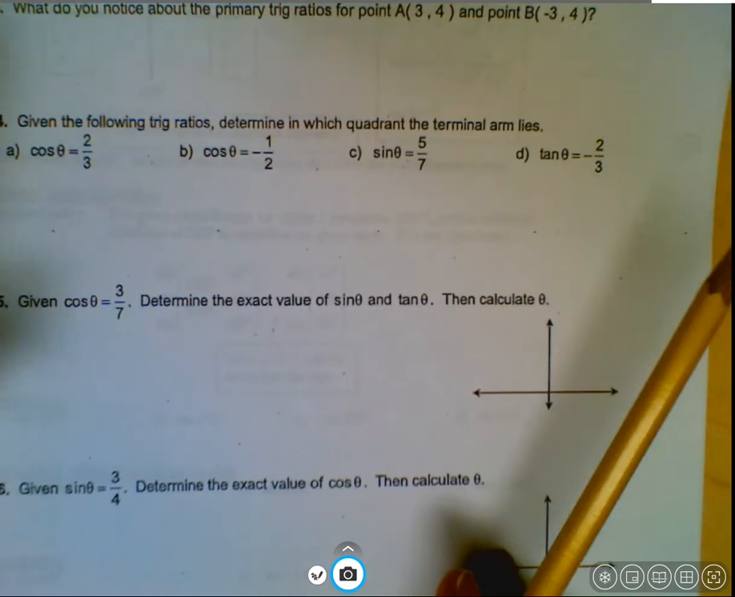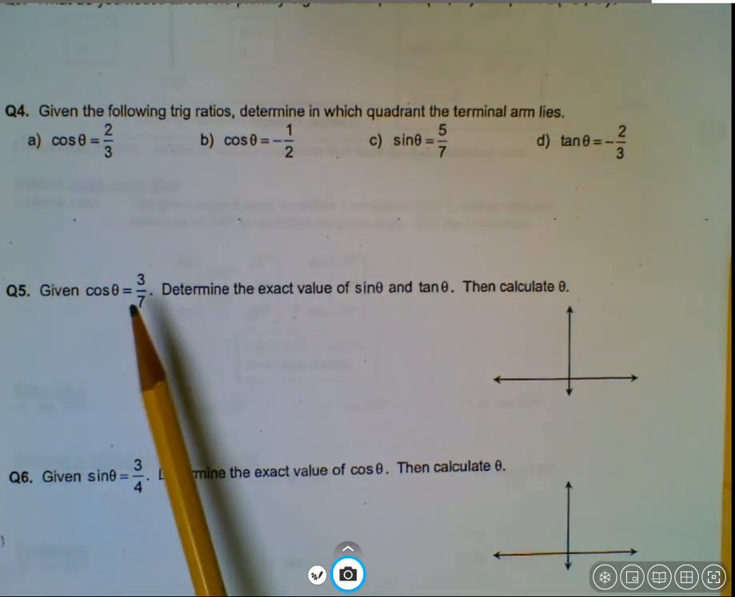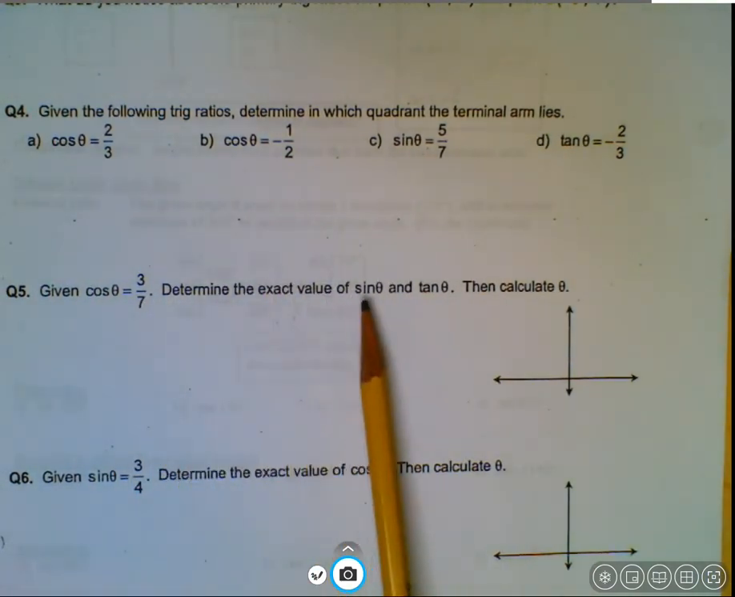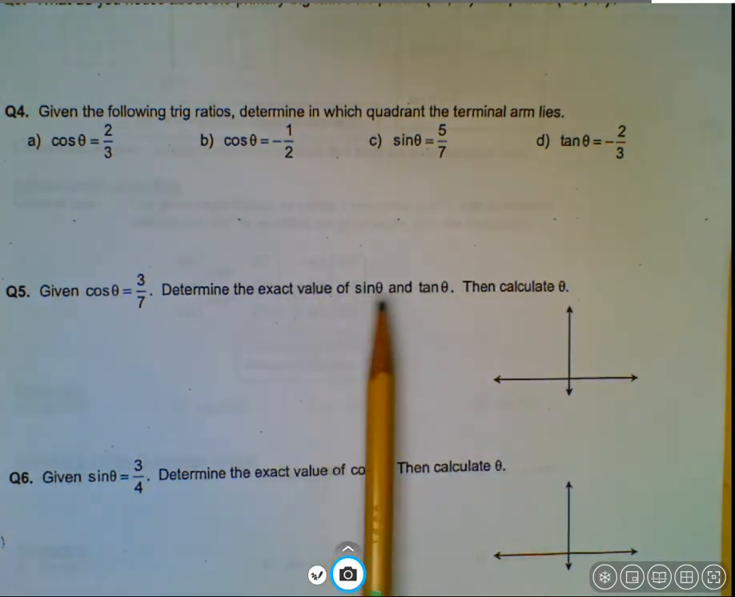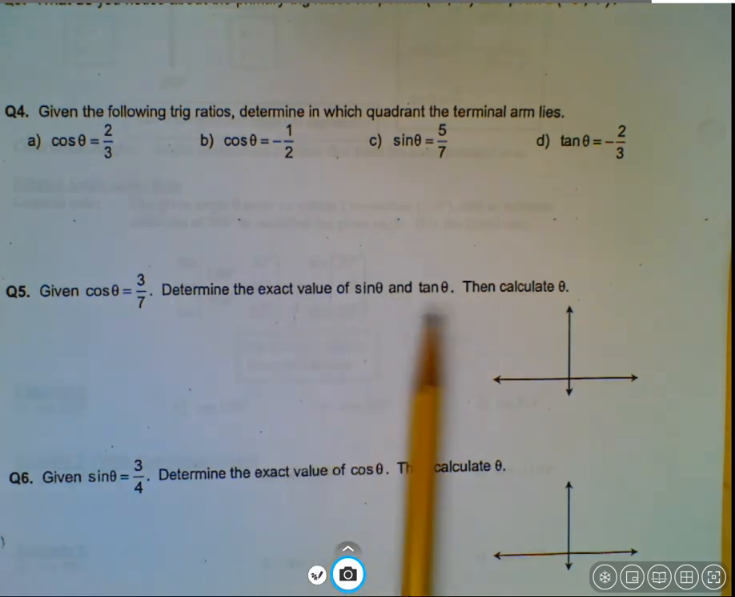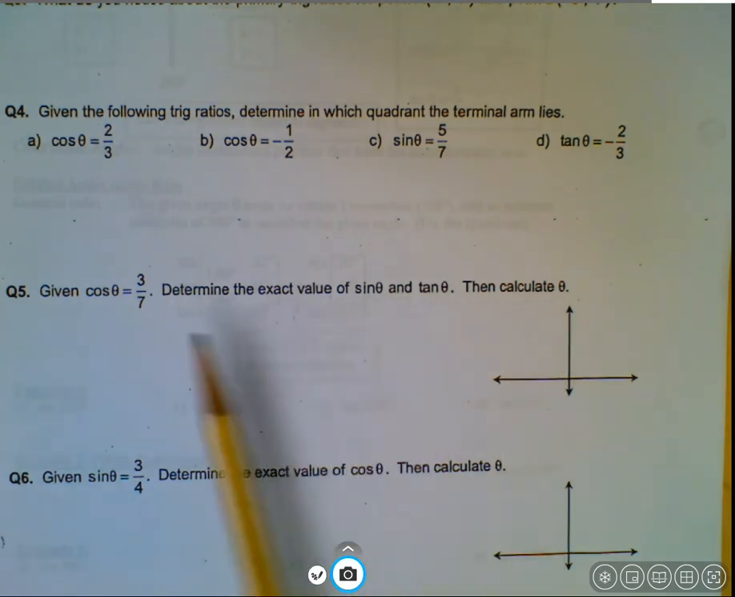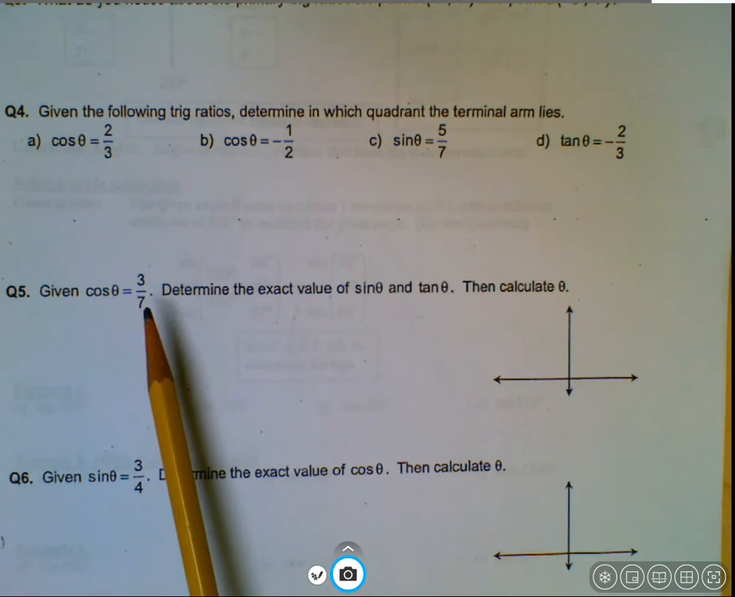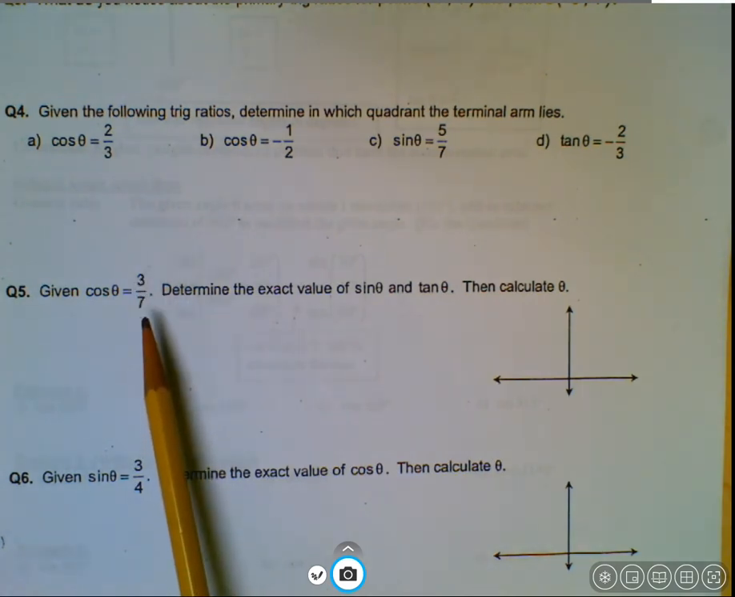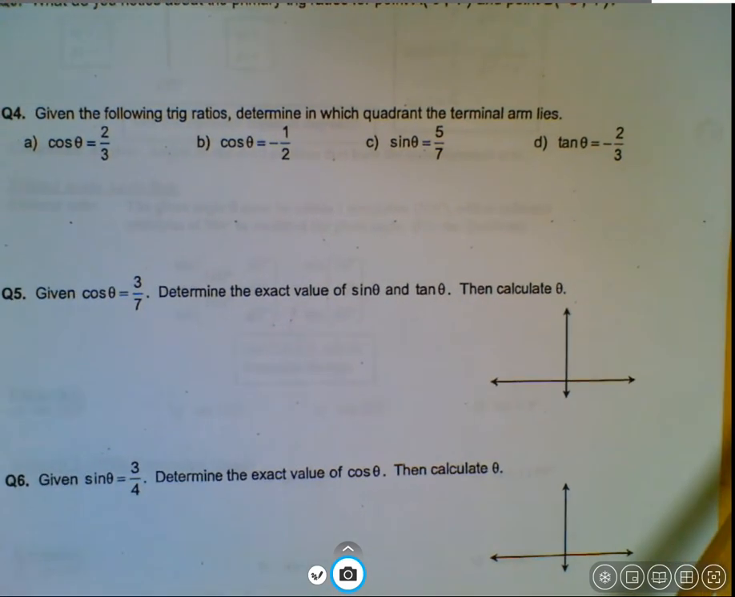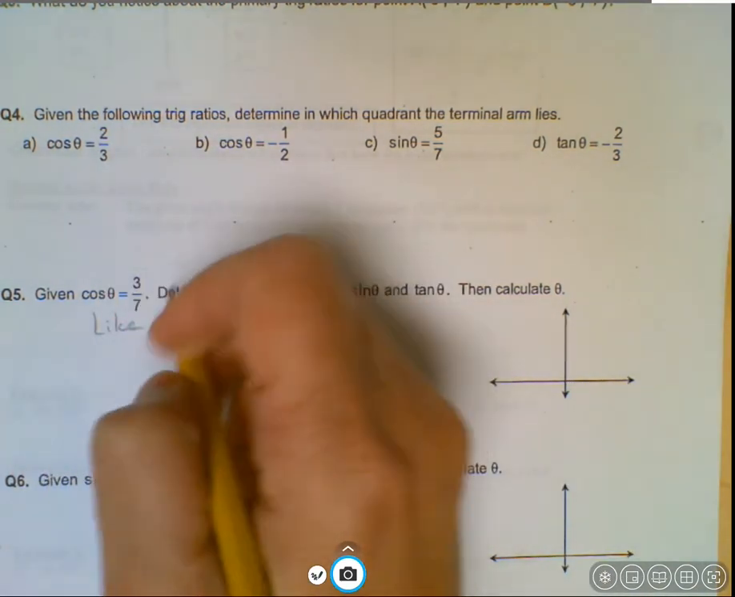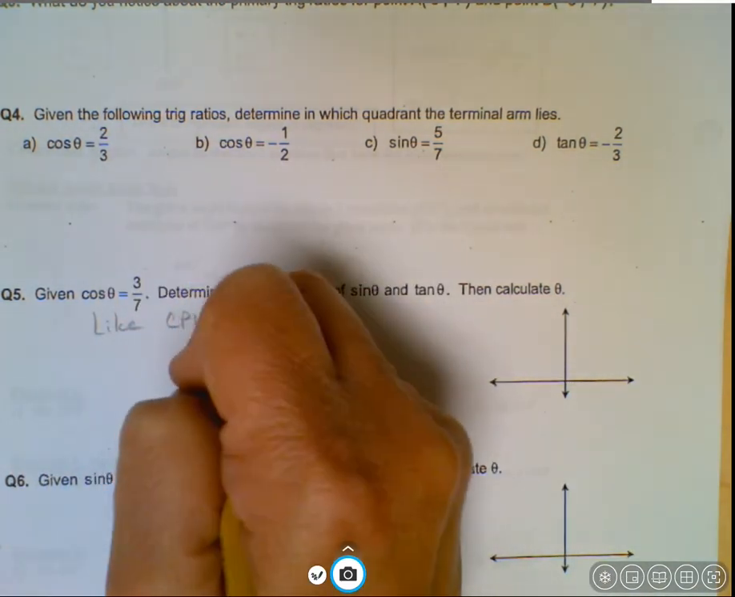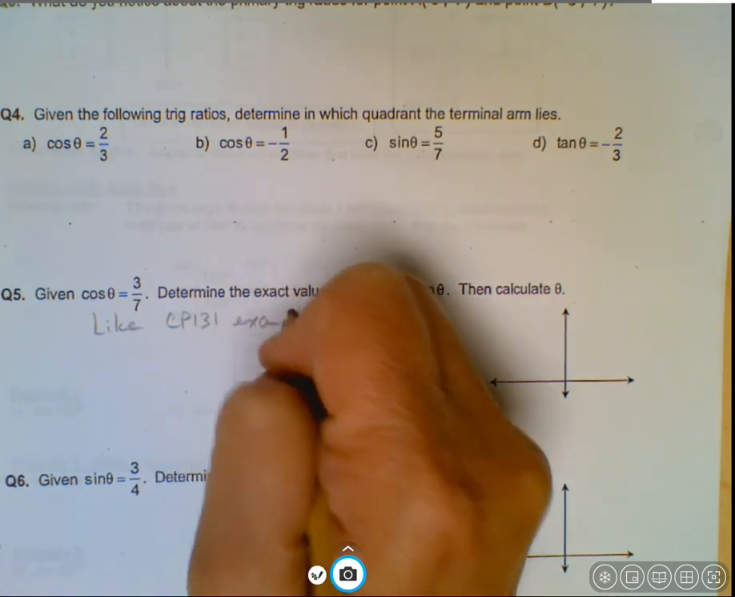Question 5. Given cos theta is 3/7, determine the exact values of sine theta and tan theta. Then calculate theta. All of this we can do without the calculator, just with drawing. To calculate theta, we'll need the calculator because this is not a special ratio. It's not one of the special triangles. So this is like CP 131 example 3, right?